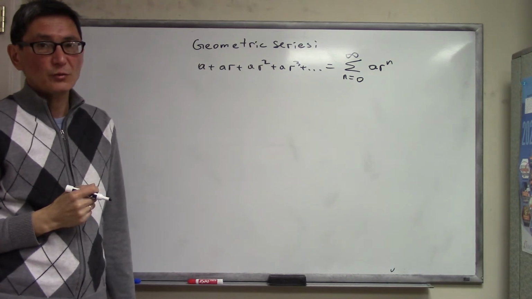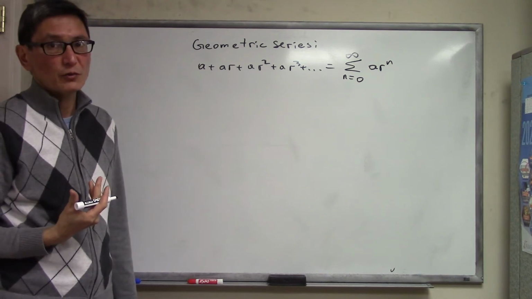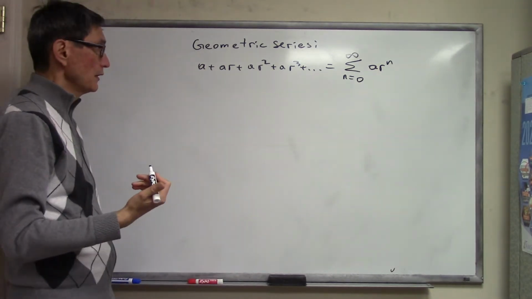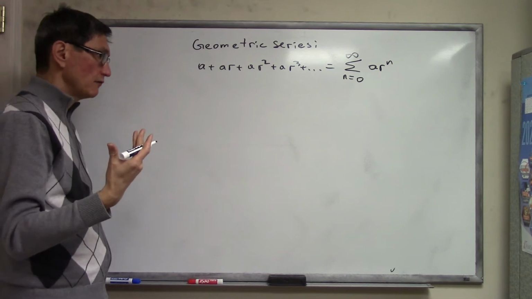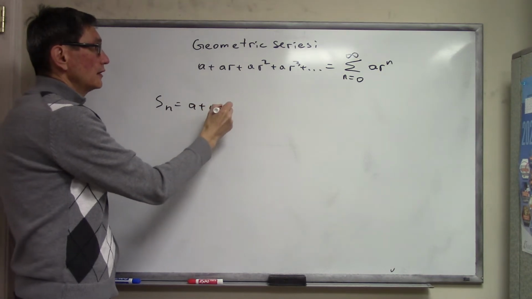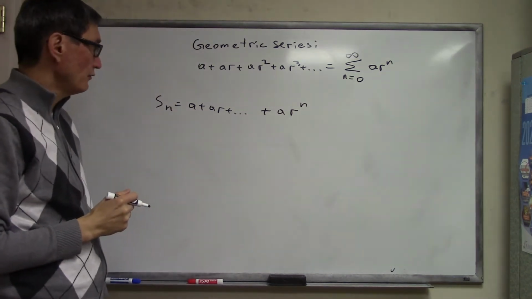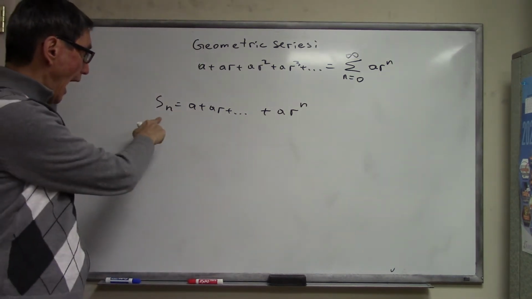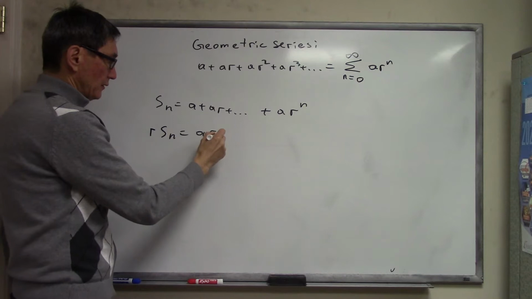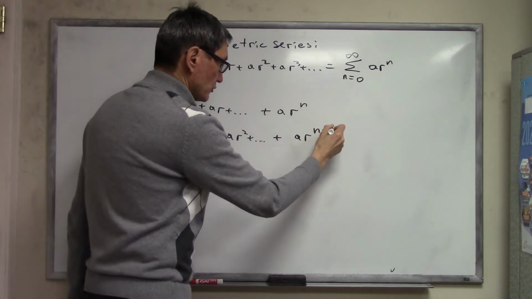So what we want to do is investigate when the geometric series is convergent or divergent, and if it converges, to what. So let's write down the nth partial sum. It's going to be a plus ar plus ar to the n. Now if you multiply the nth partial sum by r, we're going to get ar plus ar squared plus ar to the n plus 1.